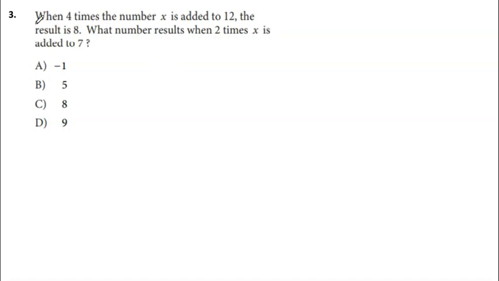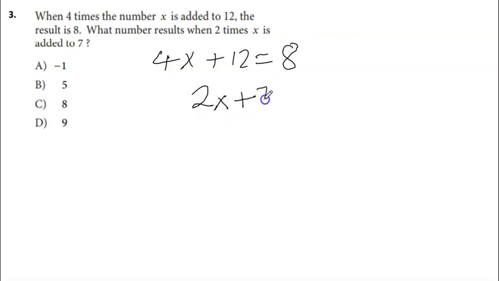So here basically we're going to translate this word problem into an equation. So 4 times the number x means 4x. It's added to, that's a plus, the number 12. The result is, meaning equal to 8. And from here, they want us to find 2x plus 7. So this is what we've been asked to do.